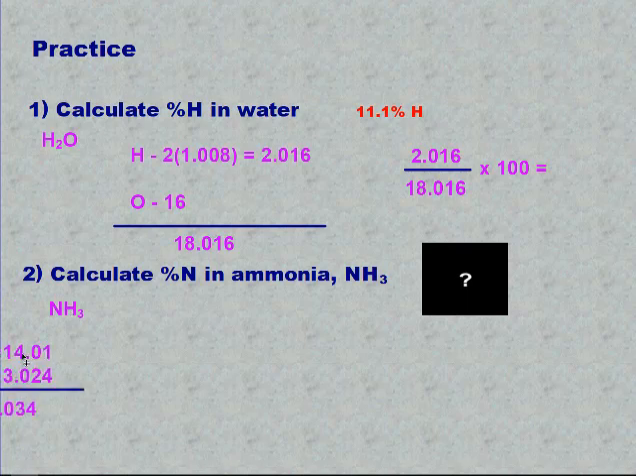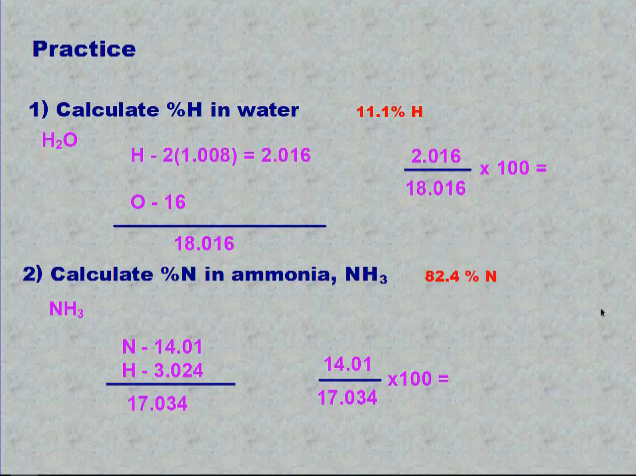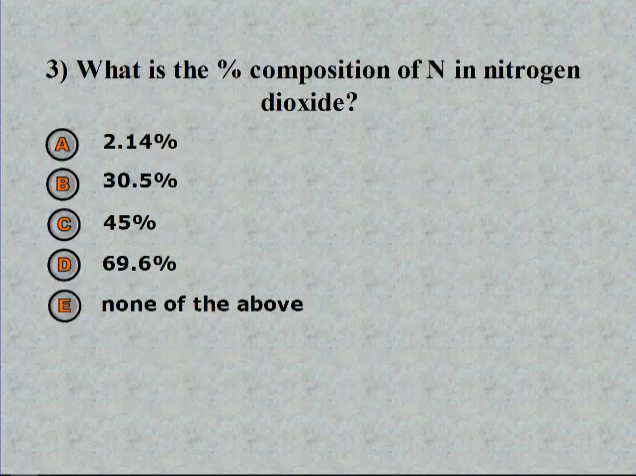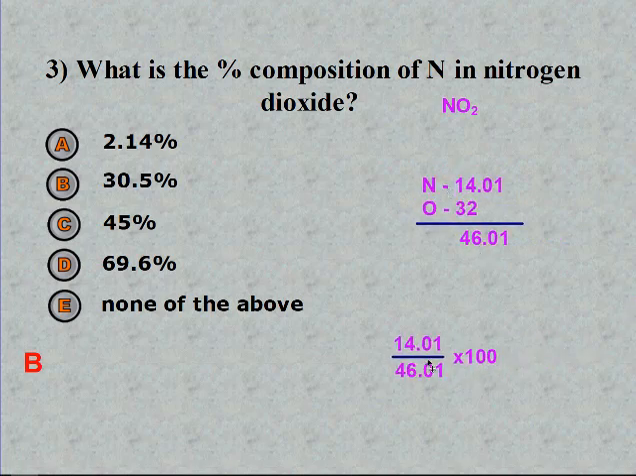So they already gave us the formula. To calculate your molar mass, you should have gotten 17.034. And then 14.01 over 17.034 times 100 should have given you 82.4% nitrogen. Let's try one more. Go ahead and pause the video and try this one on your own. So you should have gotten B, nitrogen dioxide. Molar mass is 46. So you should have had 14 over 46 times 100.